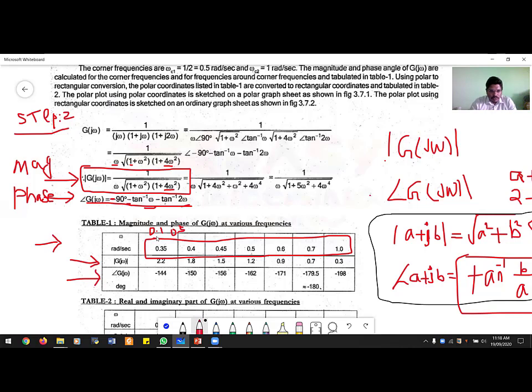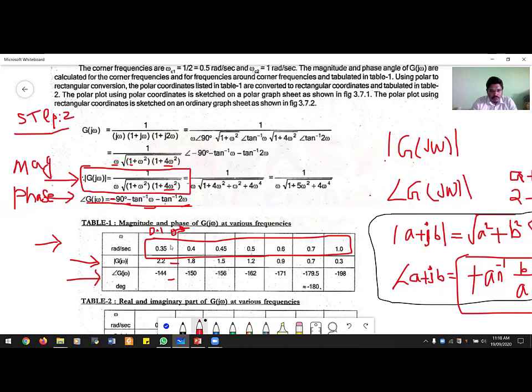As I told in your Bode plot, the starting frequency is 0.1 or 0.5. Likewise here also you select 0.1 or 0.5, up to you. Usually you start with 0.1, which is the minimum frequency, but in our book problem they selected 0.35. For 0.35, the corresponding magnitude value is 2.2 and the corresponding phase value is minus 144 degree. Likewise, as the frequency keeps increasing, the magnitude keeps decreasing and the phase angle keeps increasing.